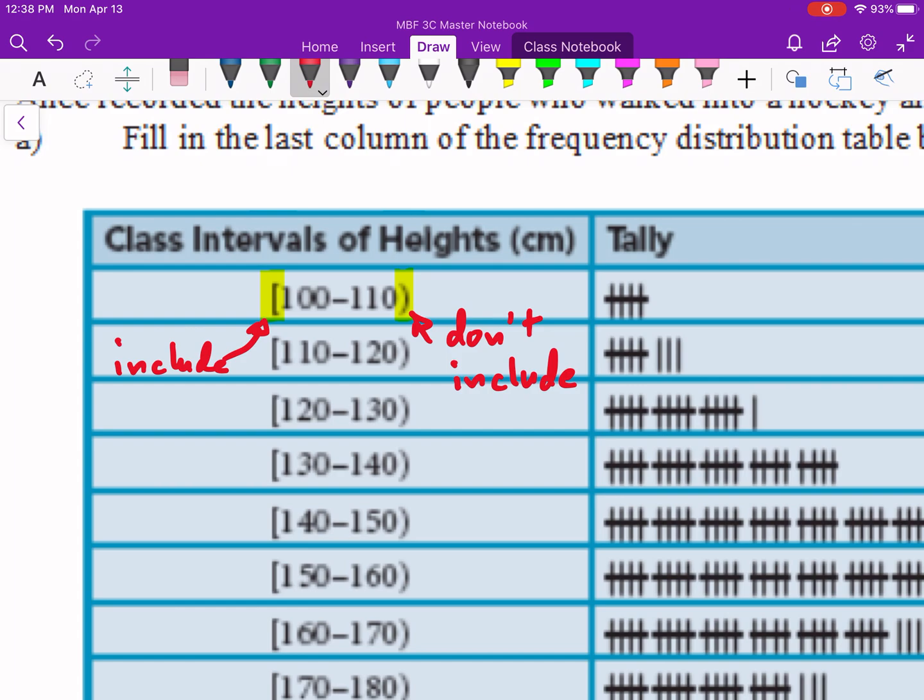That way, even if someone is 109.99999 centimeters, not that we can measure it that accurately, but in theory it's possible to be just under 110 centimeters, anybody up to but not including 110 would go in the first group, but exactly at 110 we roll over to the next group. So that's what the different brackets mean.